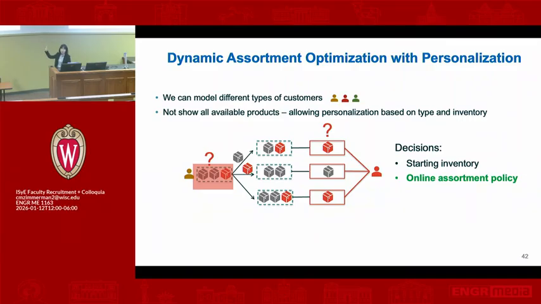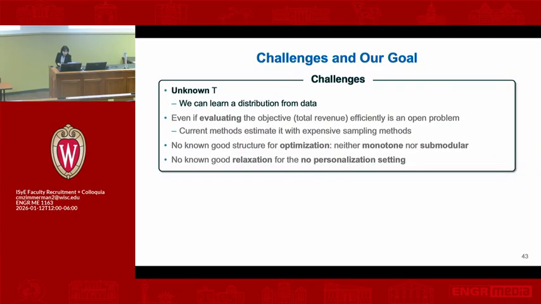We also consider a personalization setting where the retailer can choose to only show a subset of products, like in the e-commerce setting. The problem is known to be very challenging because first, we don't know the number of customers, and even evaluating the objective function is an open problem. For ML, current methods rely on Monte Carlo simulation, and there is no known good structure for optimization. The objective function is neither monotone nor submodular.